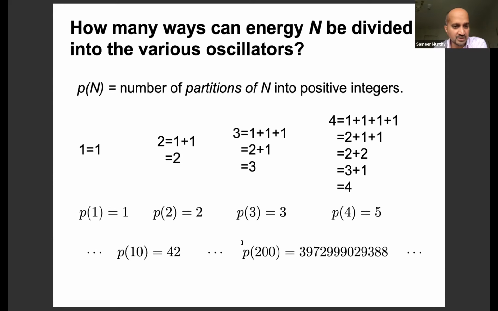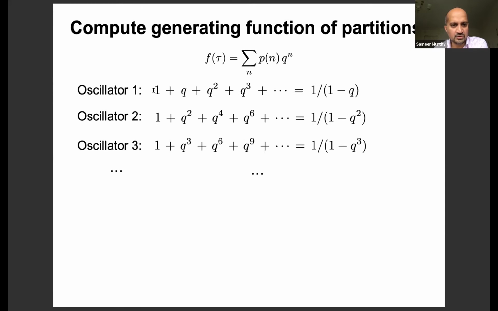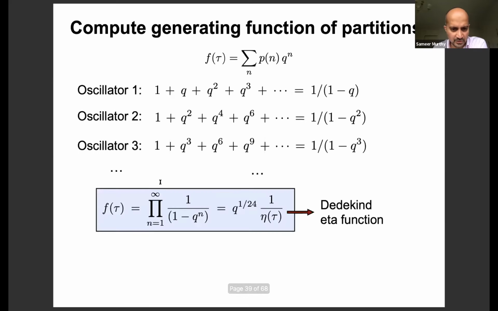You calculate a generating function. So each of these is an oscillator. For the first oscillator, you just allow it to be excited as many times as it wants. So 1, q, q squared, etc. The generating function is 1 over 1 minus q. That's the oscillator with energy 1, then 2, 3, etc. Combine all of them, and you get this function, which is precisely, up to this prefactor, 1 over the Dedekind eta function. Okay, so you begin to see the appearance of modular forms in such problems.